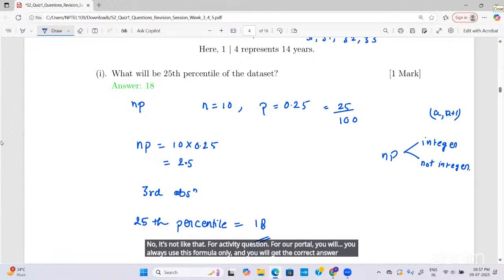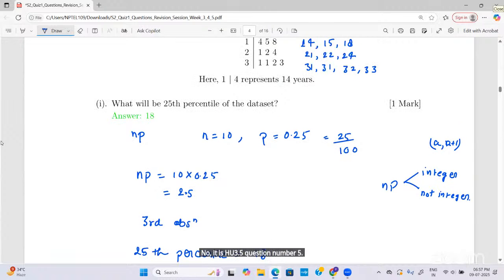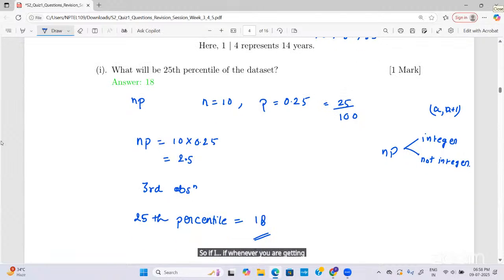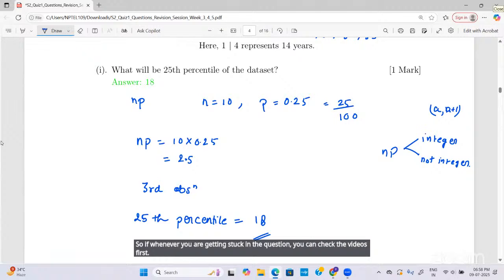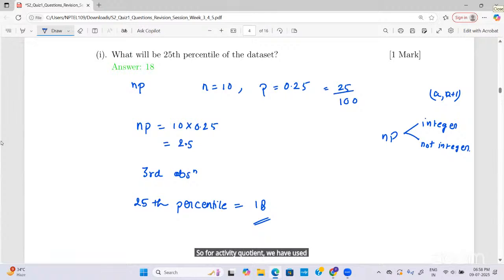Ma'am, can I just show or tell one question? It is AQ 3.5 question number 5. You can check the activity video solutions. You can find it on the portal itself. Okay. So there are video solutions for all the activity practice assignment questions. So whenever you are getting stuck in a question, you can check the videos first. So for activity questions, we have used this formula only. You will get the correct answer.